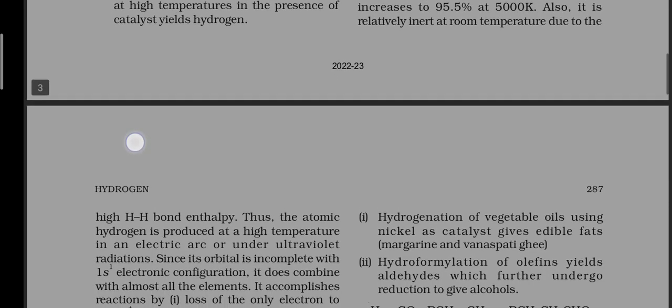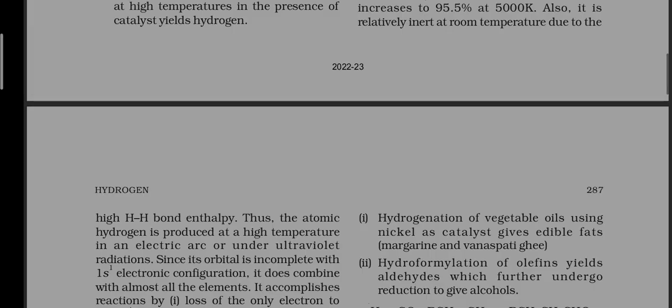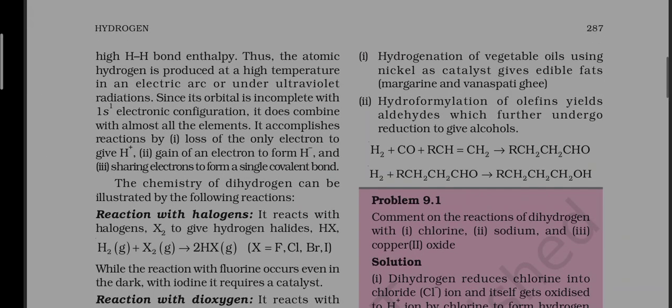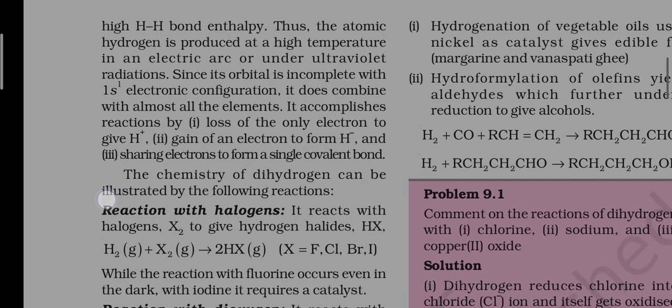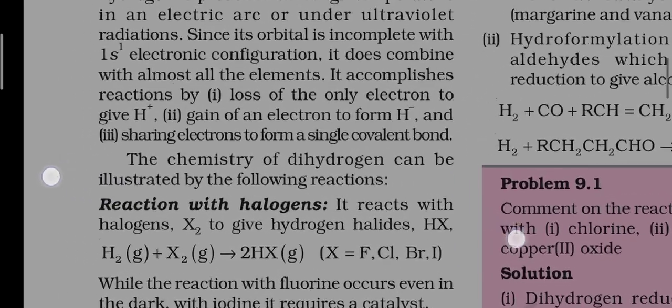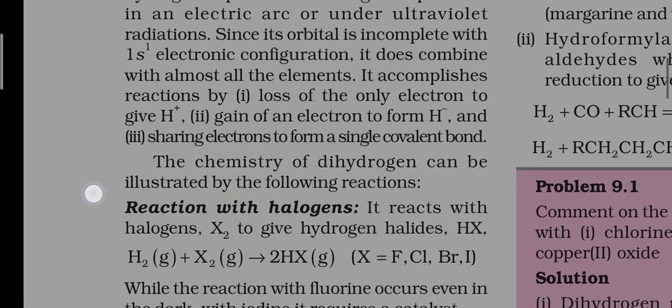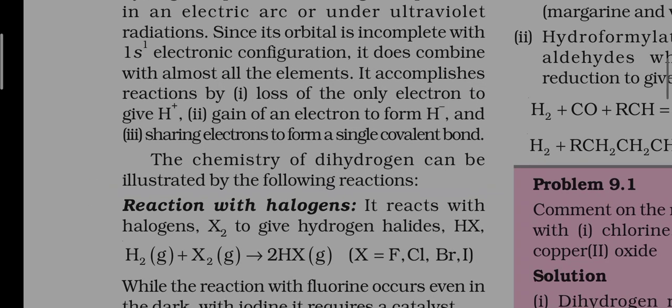Also, it is relatively inert at room temperature due to the high hydrogen-hydrogen bond enthalpy. Thus, atomic hydrogen is produced at a high temperature in an electric arc or under ultraviolet radiations. Since its orbital is incomplete with 1s1 electronic configuration, it combines with almost all the elements. It accomplishes reactions by loss of the only electron to give H+, gain of an electron to form H-, and sharing of electrons to form a single covalent bond.